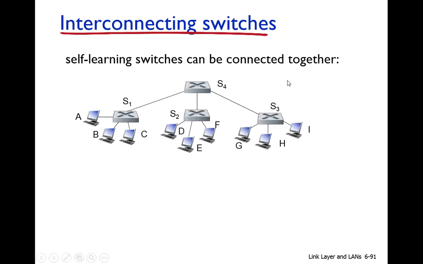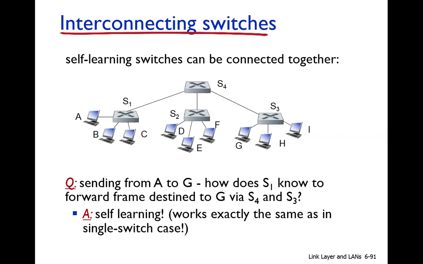So if we connect multiple hosts, for example A, B, C, D, E, F, G, H, I, they are connected through multiple switches, and these switches are connected to each other through another switch. If A is sending data to G, A will send to switch 1, and switch 1 will forward according to its forwarding table. If there is no entry in the forwarding table, then switch 1 will forward to B, C, and switch 4.